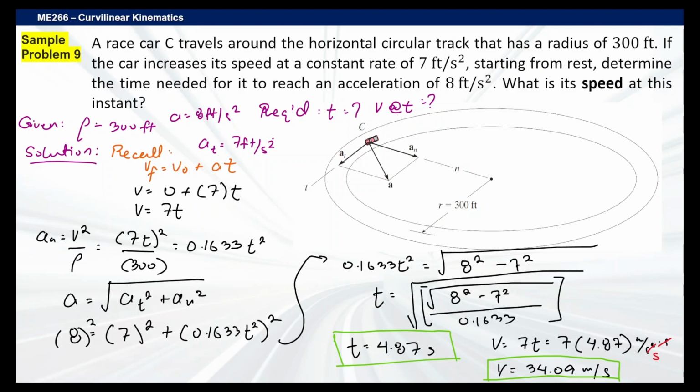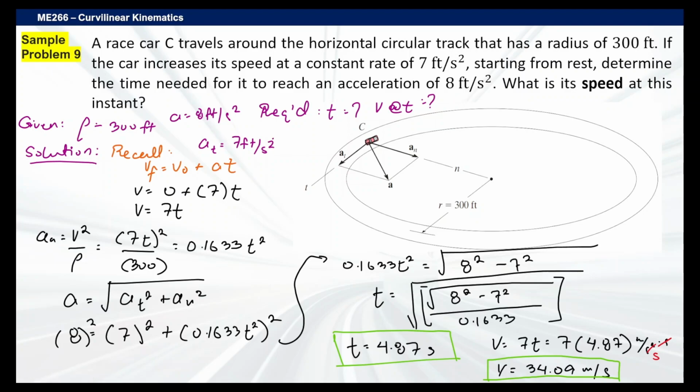So here we're being asked what the speed is at this particular instance. We have a race car, C, that travels around a horizontal circular track. Just imagine a circle, slightly angled. It has a radius of curvature of 300 feet. If the car increases speed at a constant rate of 7 feet per second squared, starting from rest, determine the time needed for it to reach an acceleration of 8 feet per second squared. So there is an increase of acceleration.